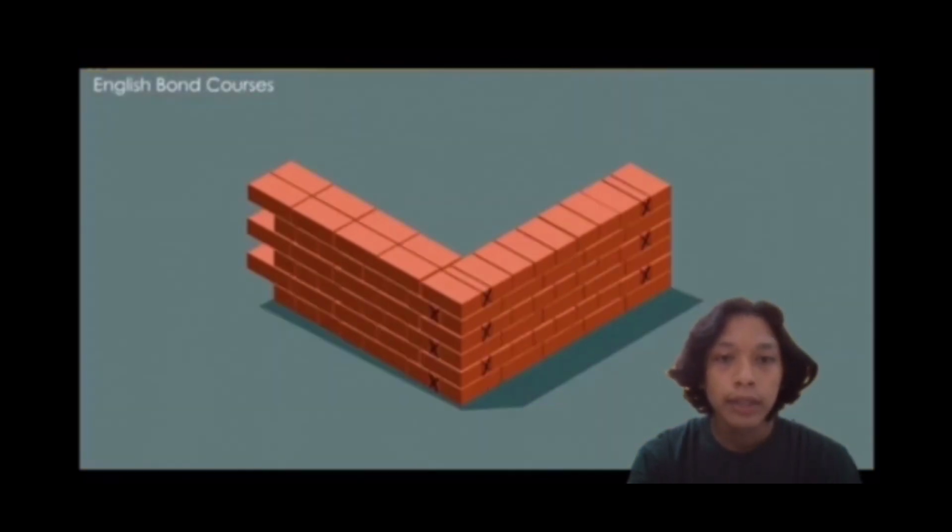Next, advantage of English bond. This type of arrangement helps to increase the longitudinal stability of the thick walls built in English bond. In this pattern of bonding, the space between the external faces of a wall is filled using bricks inclined to the face of the wall. Disadvantage of English bond: quick oxidation, easily water stained.